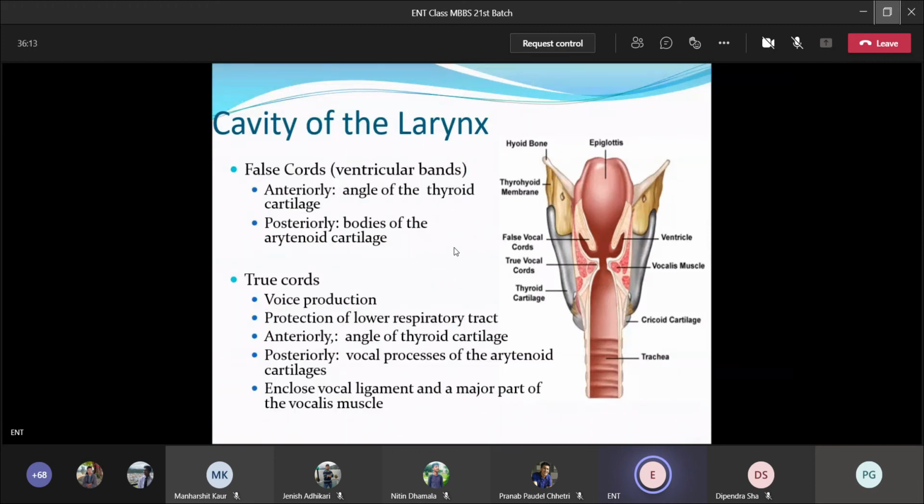Anterior is the angle of the thyroid cartilage. Posterior is the body of the arytenoid cartilage. This is the false cords. Now true cords. True cord is the voice production of the lower respiratory tract, and anterior is the angle of the thyroid cartilage. Posterior is the vocal process of the arytenoid cartilage, and it encloses the vocal ligament and major part of the vocalis muscle. So this is the false and true cords.